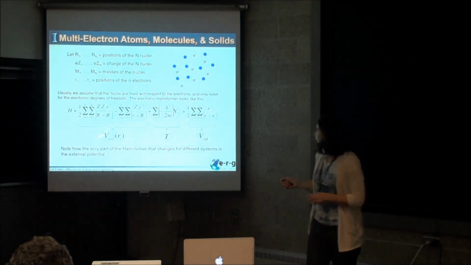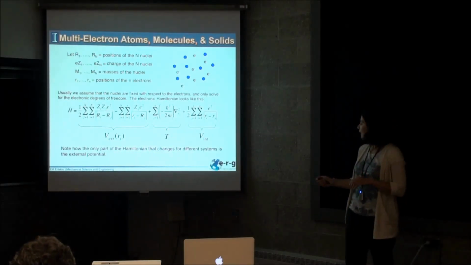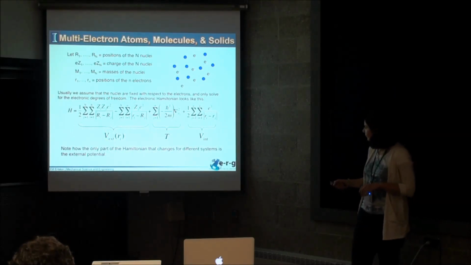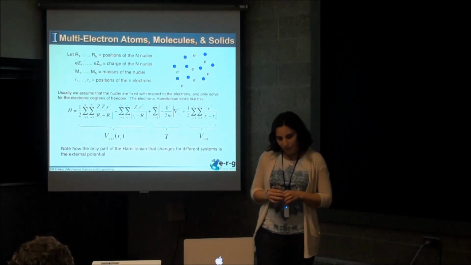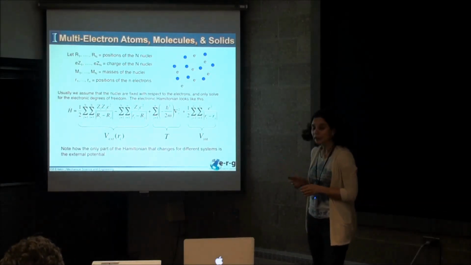So note here that the only part of this Hamiltonian that changes for a different system is this external potential here. So you can see how this problem becomes difficult to solve, and it becomes difficult pretty quickly.